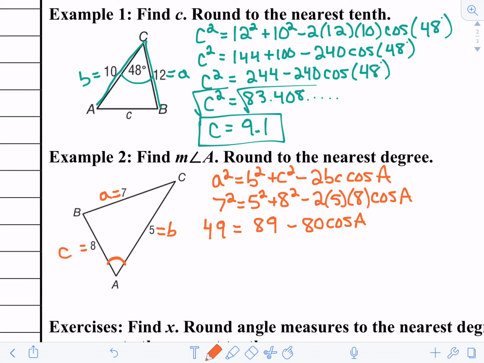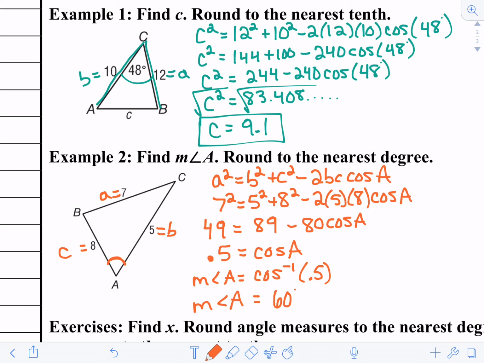I can subtract 49 minus 89, and then I'm going to divide that by negative 80. So 49 minus 89, divided by negative 80, would give me a half, so 0.5 is equal to cosine A. So to find the measure of angle A, you have to do your inverse cosine. So the measure of angle A, rounded to the nearest degree, would give me 60 degrees.